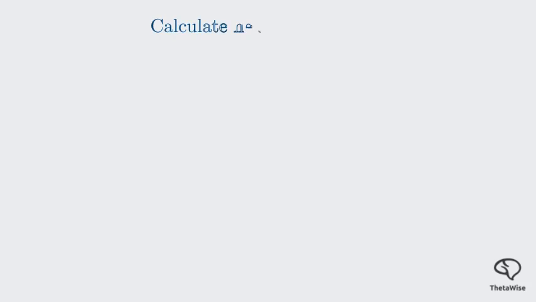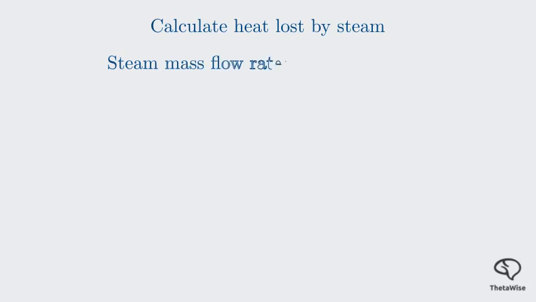Now we can calculate the total heat lost by the steam. First, the steam mass flow rate is given as 6,300 kilograms per hour. We need to convert this to kilograms per second by dividing by 3,600 seconds per hour.